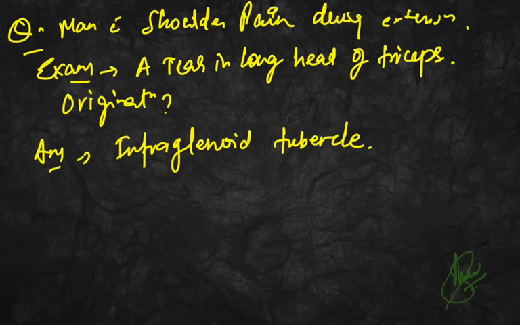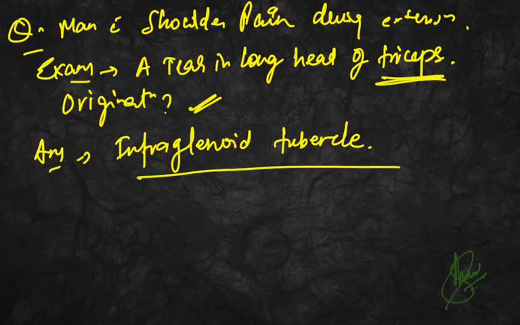Men with shoulder pain during extension, on examination a tear in the long head of the triceps. They ask the origin of the triceps. Triceps origin is the infraglenoid tubercle.